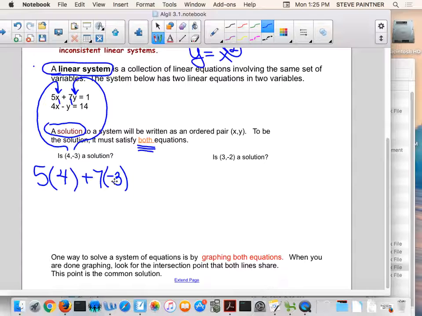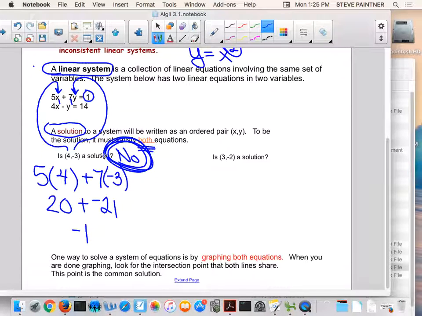Okay. I get 20 plus -21, and the answer is -1. But what did I want? I wanted 1. It says right here, 1 must equal 1. Is this working? No. Your answer should be no. It's not a solution. It didn't even work in the first one. It's got to work in both. Once I plugged it in the first one, it didn't work. There's no sense in trying it in the second one.